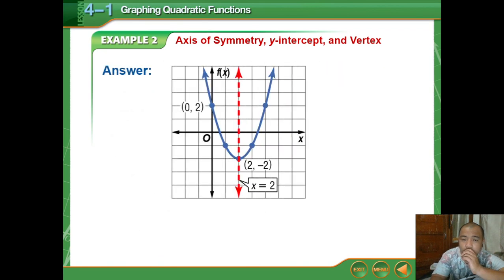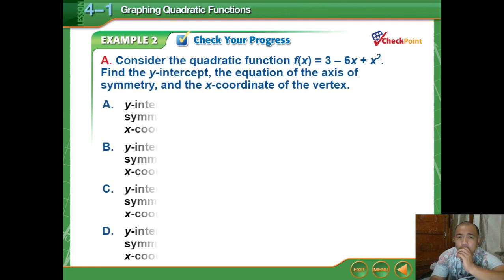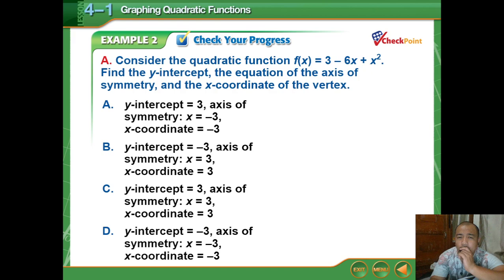The vertex is at 2, negative 2. X equals 2 is the axis of symmetry, with the y-intercept 0, positive 2. Okay? So that's the answer for example 2. Check your progress. Consider the quadratic function f of x equals 3 minus 6x plus x squared. Find the y-intercept, the equation of the axis of symmetry, and x-coordinate of the vertex.